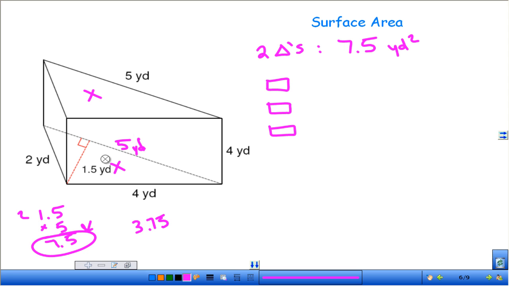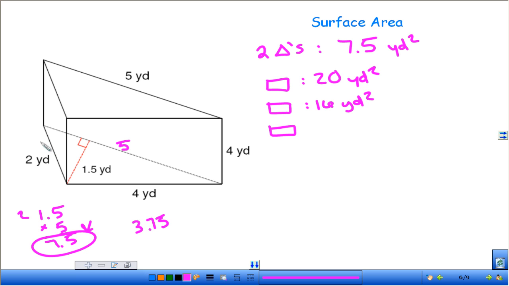So now let's find our rectangles. Let's start with the one in the back here. What's the base of this one in the back? 5. And what's the height of this one in the back? 4. So what's 5 times 4? 20. So this one's 20 yards squared. Okay? Let's look at this one in front right here. What's the base of this one in front? 4. And what's the height of the one in front? 4. So the area is 16 yards squared.